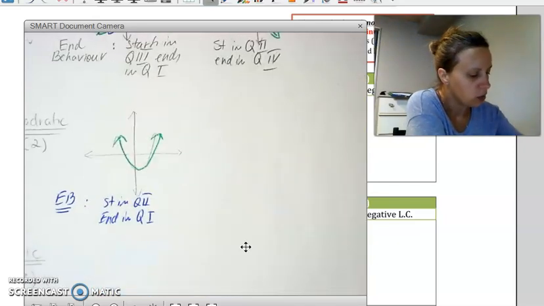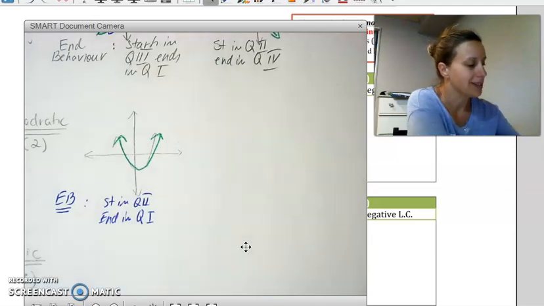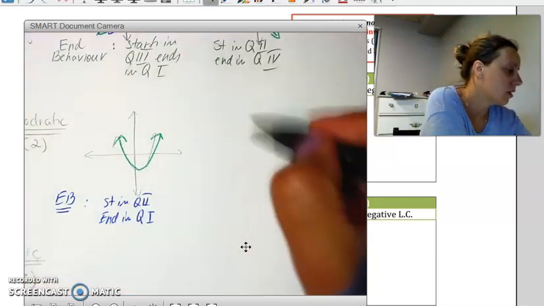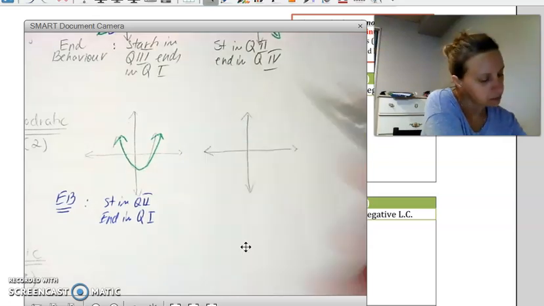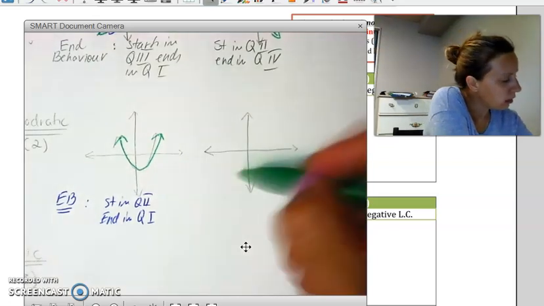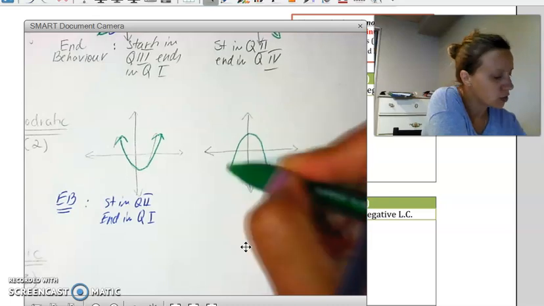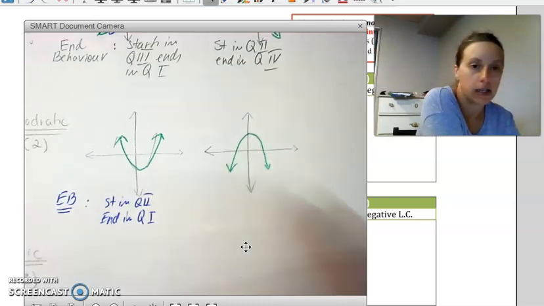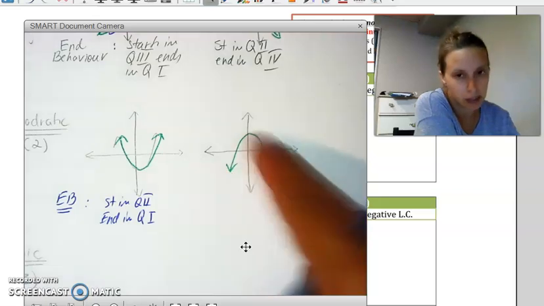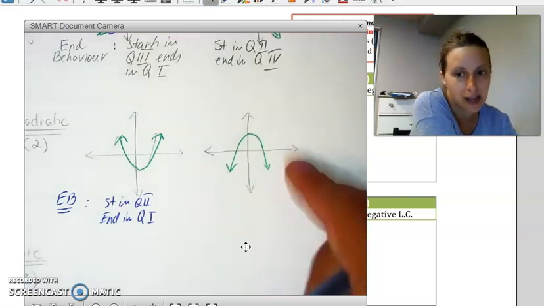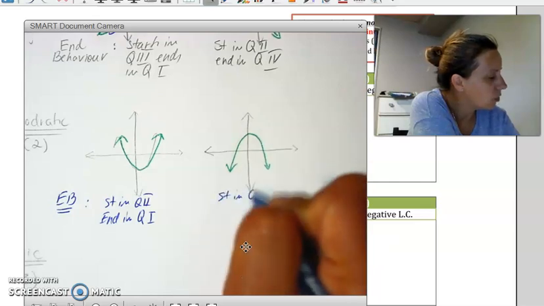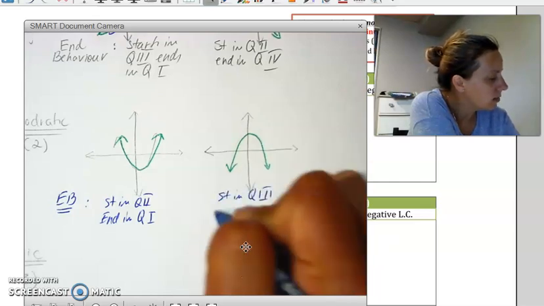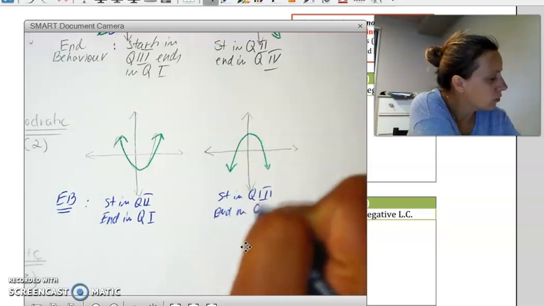For a negative leading coefficient, we're going to have a parabola down. And this is the one that we haven't seen. This is a new piece of information. With a negative leading coefficient for your quadratic function, you can expect this shape. So not only a parabola shape, but also orientation. It's downward. The end behavior starts in quadrant 3 and ends in quadrant 4.